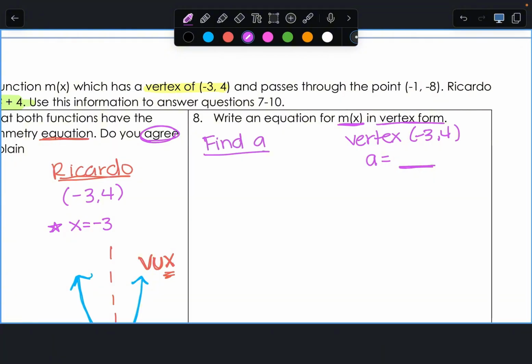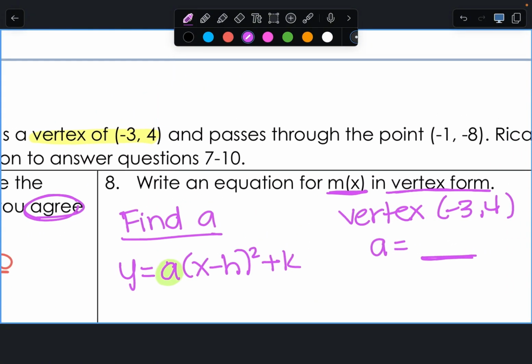To find A, we use y equals A times x minus h squared plus k. To find this value of A, I need my vertex and I need a point. Okay? I need my vertex, I need a point. What variables do I label my vertex with? H and K. Now, if it's just a random regular point, I label this one with X and Y.